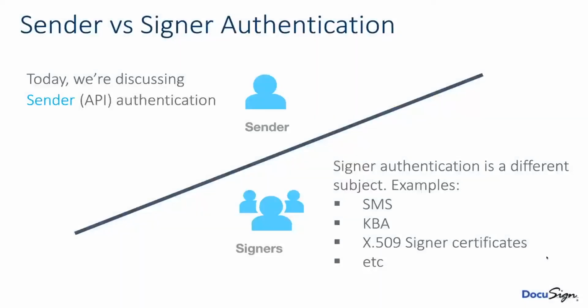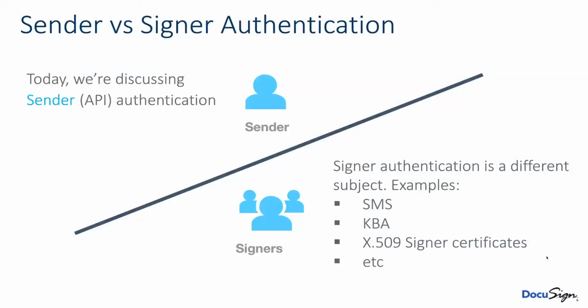We're talking today about authentication. Today we're discussing sender authentication, also what I refer to as API authentication, that's used when you're connecting to DocuSign to send envelopes or to use the API for any of the different API methods that are available. Sender authentication is a different subject than signer authentication.